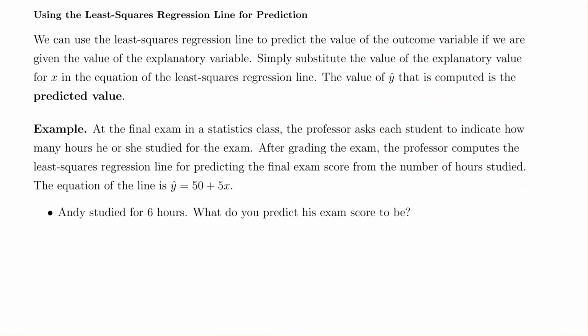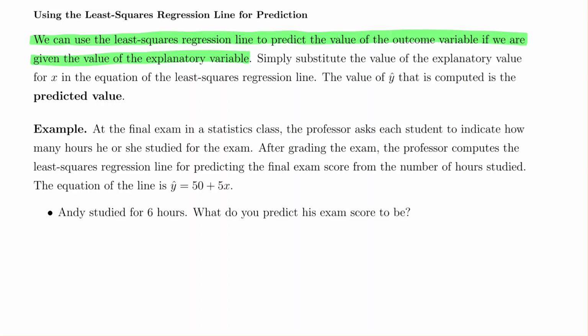Now keep in mind, what does the least squares regression line look like in a scatter plot? Well, the data points, unless they're exactly linear, are not going to perfectly fit on the least squares regression line. However, the least squares regression line is the best linear fit to the data. So although it's not an exact representation of every data point, it does give us a good approximation of the trend inside the data. And because of this, we can use the least squares regression line to predict the value of the outcome variable if we're given the value of the explanatory variable.